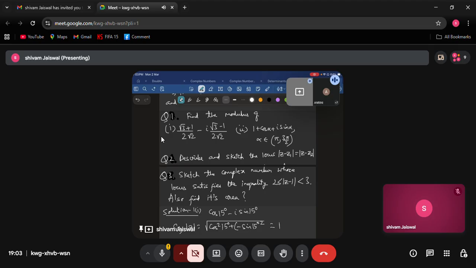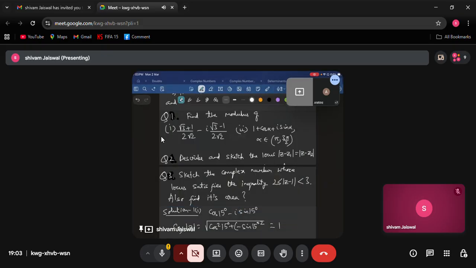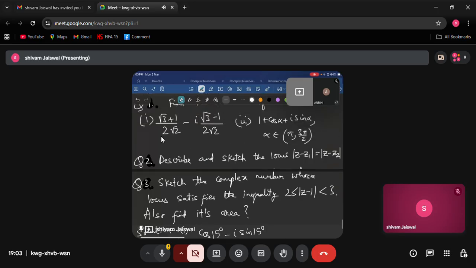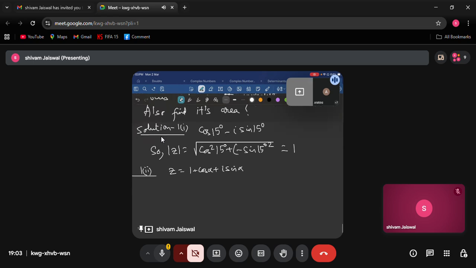Yes, Anandit, part 2 is correct. So part 2, Raktim, you understood your mistake in part 2. Sir, I could not understand. Okay, I'm solving part 2. 1 plus cos alpha plus iota into sine alpha. So see everyone. Part 2. Z is equal to 1 plus cos alpha plus iota into sine alpha. Okay. So mod Z.